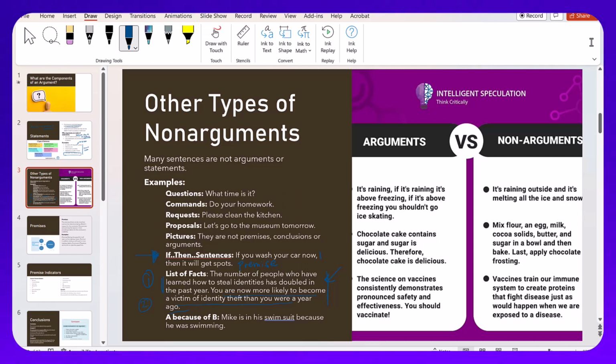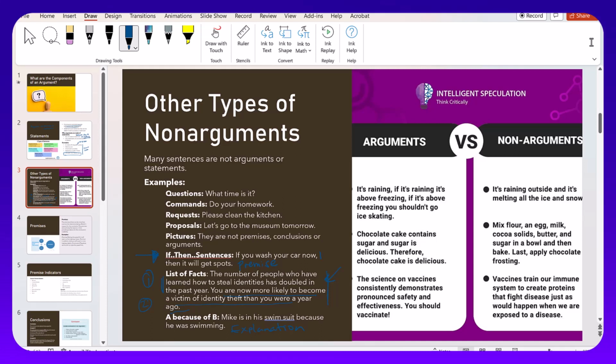So we have an example here. Mike is in his swimsuit because he was swimming. Now, if we add another one, Mike was swimming because he's in his swimsuit. The two sentences are also very similar, right? The first sentence explains why Mike is wearing a swimsuit. Mike is in his swimsuit because he was swimming. This is an explanation. Sorry, it's a little hard to read with the brown there, but that's an explanation, right?